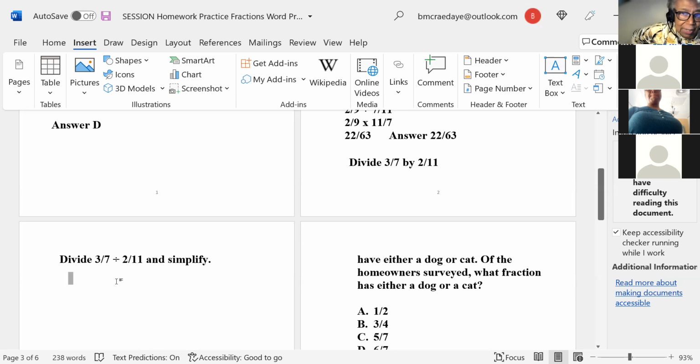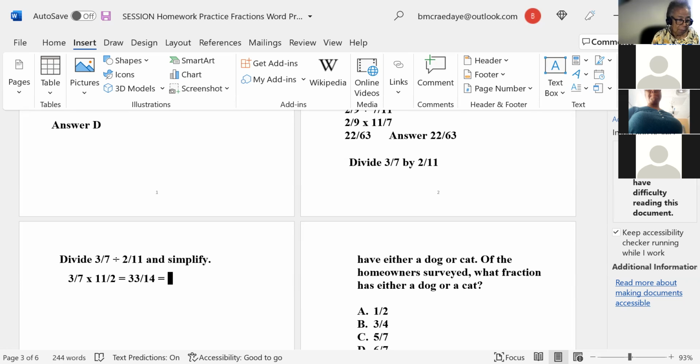Maureen, tell me what to write. It's 3/7 multiplied by 11/2. I just corrected it. So the numerators are 3 and 11, the denominators are 7 and 2. So 3 elevens is 33. 2 sevens is 14. So 33/14. What would it be as a mixed number, Maureen?